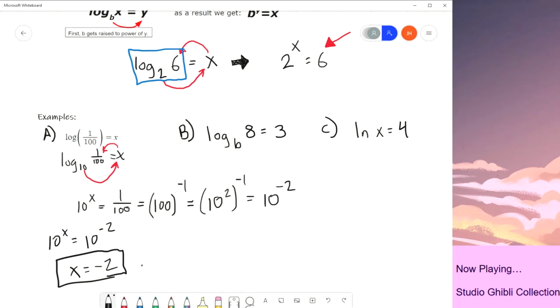That makes sense? I don't know why I'm asking y'all. You can't respond to me. I'm going to erase that just so that I have space for other problems.